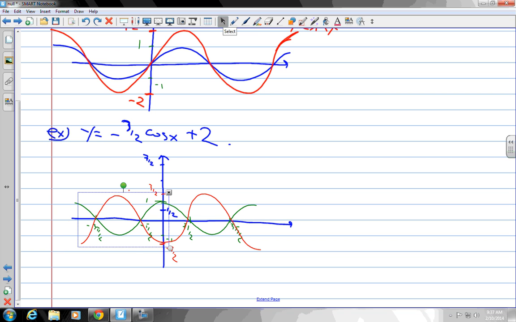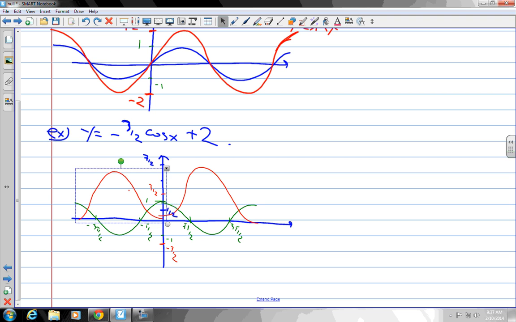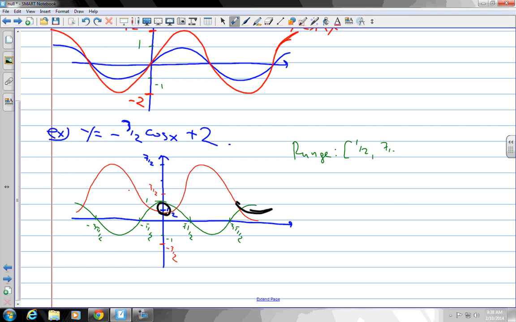So then you just shift the graph to kind of that. It won't go through 0, it goes through 1 half, right? The new y-intercept is at 1 half now. So it will not touch the x-axis. So what is the range of this function? Yeah, it's from half to 7 halves, right? But the domain is all real numbers.